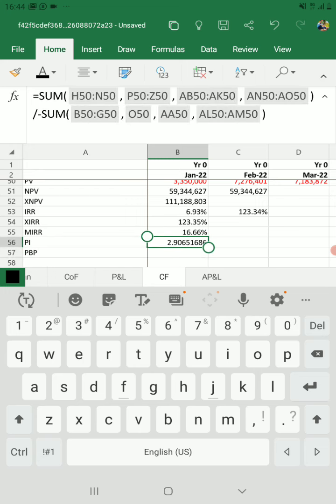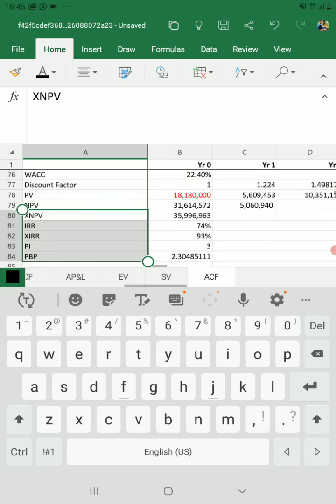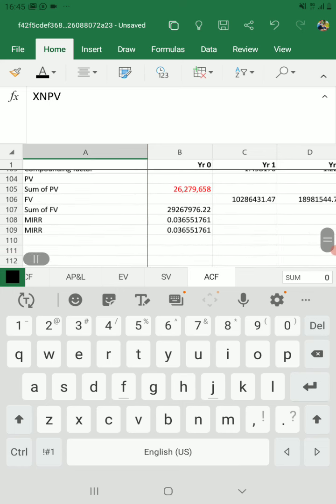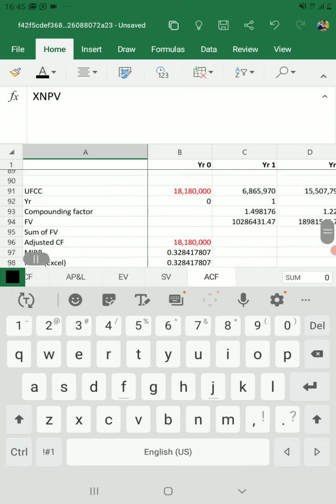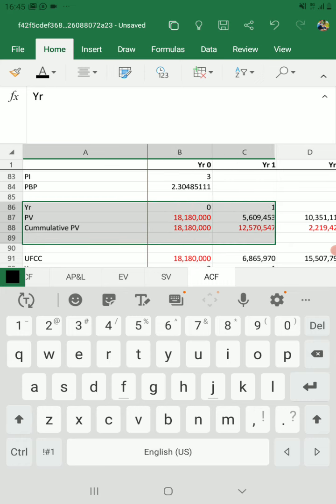And as we said, when this number is greater than 1, then it is profitable. Okay, and payback period. Now let me copy the structure of computing payback period here in the annual cash flow statement here. And we have we computed our payback period here. Let me take up to here.